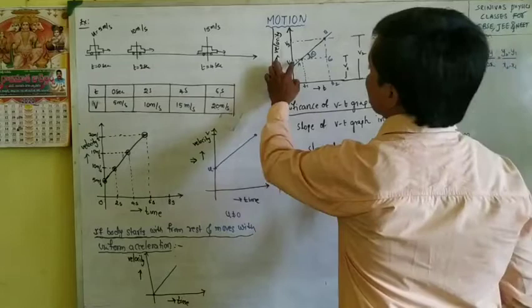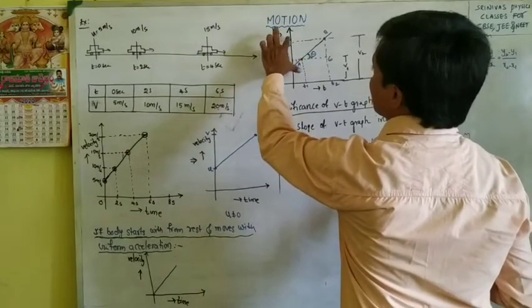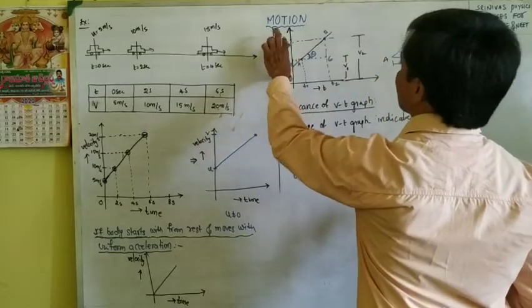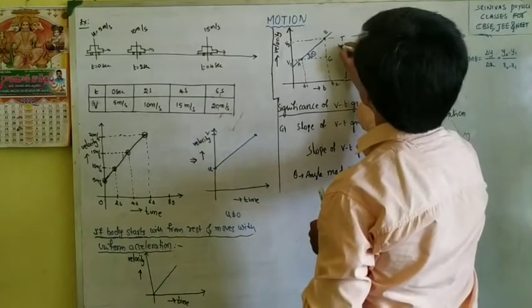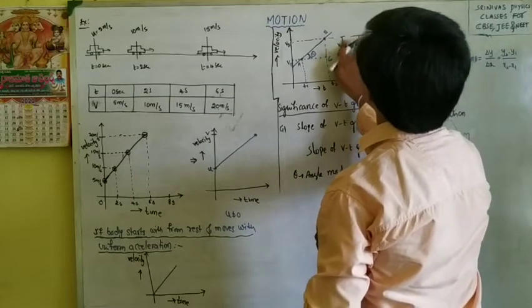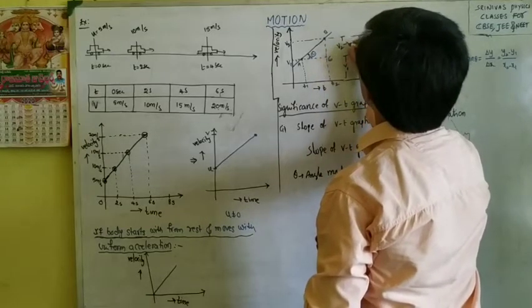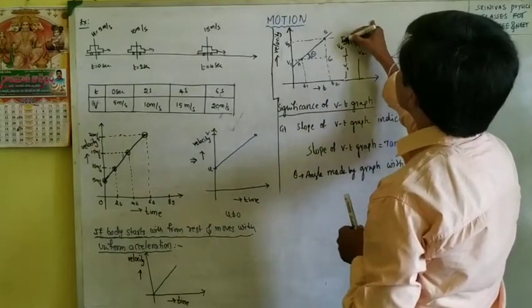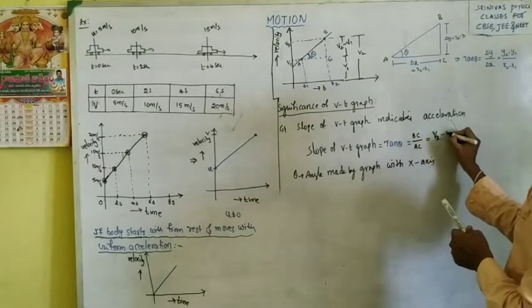This is the V1 point, which means this distance from the origin is V1. This point's distance from the origin is V2. This is V1 and this is V2. And what about BC? BC is V2 minus V1, right? That is V2 minus V1. Now BC is V2 minus V1.